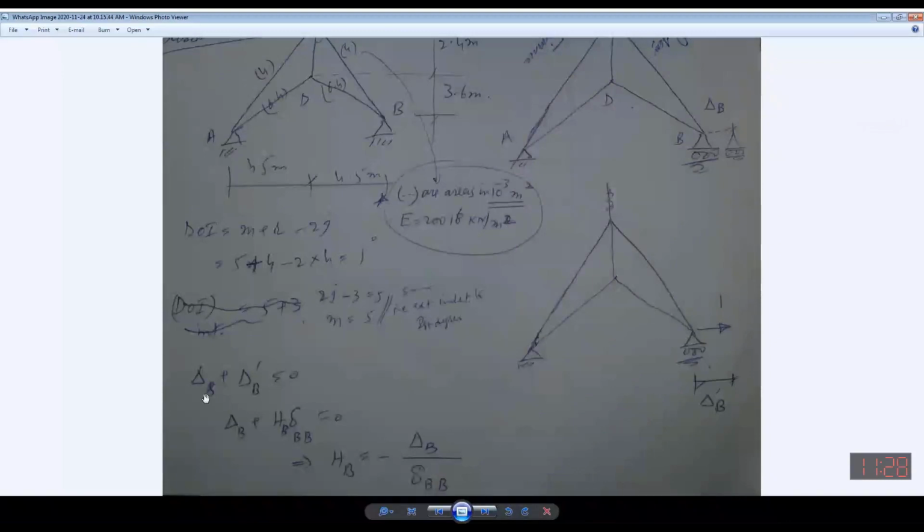Delta B will be same, and delta dash BB will be equal to HB into delta BB, and the summation of these due to applied loading and due to HB must be zero. Summation of both the displacements should be zero.